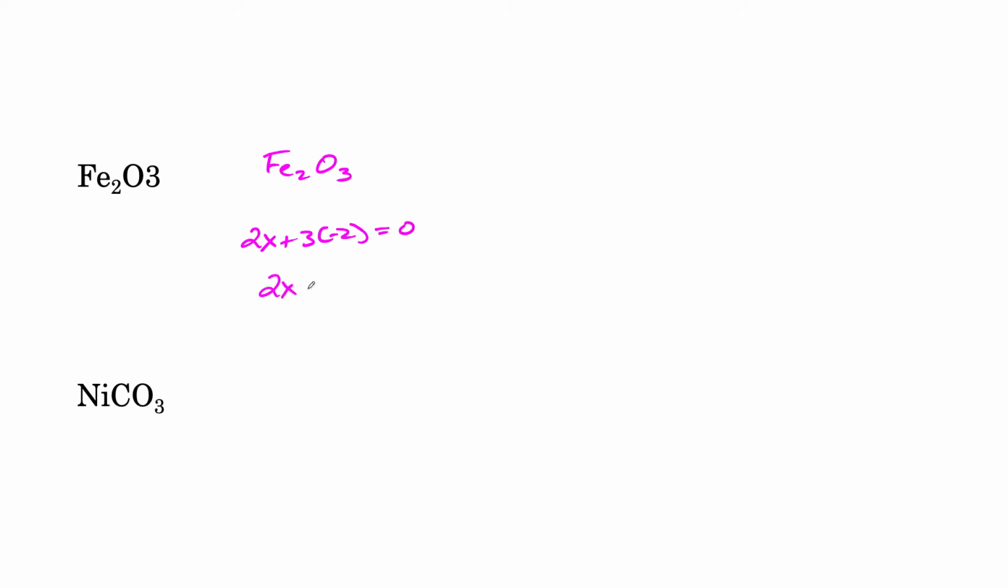2x minus 6 is equal to 0. 2x is equal to 6. Then x is equal to 3, and iron is going to have an oxidation number of +3, and oxygen is going to be -2. We'll point out, this is the oxidation number for each oxygen atom. Since I have 3, that's a total of -6. I have 2 iron ions in this, so 2x is +6, and +6 plus -6 is equal to 0. And this is how this works. So this is basically a little bit of algebra, but it should be simple.